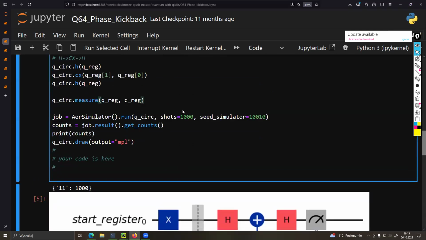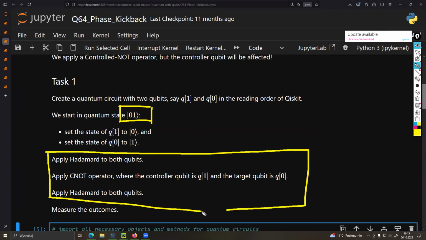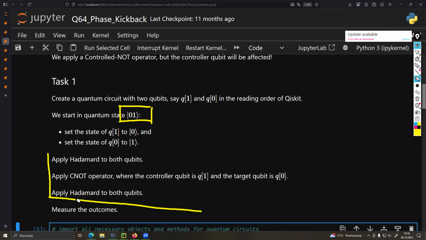So one thing to come back to. We start in state 0, 1. I'm sorry for the slight technical problems. We start with state 0, 1, right? Then we apply this strange mix of gates. At least for me, this was very strange when I started out. Why do we need to apply Hadamard and then some CNOT and then some other Hadamards yet again? What does it even mean? What does it do? Well, it turns out that it does something magical.